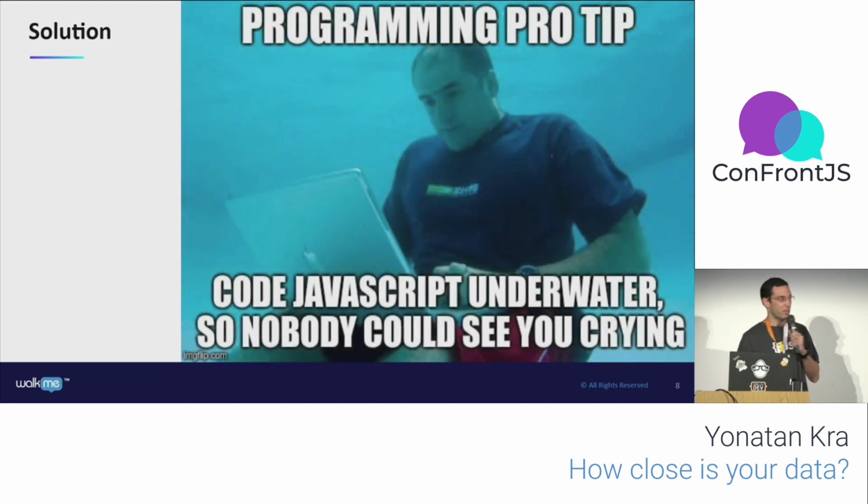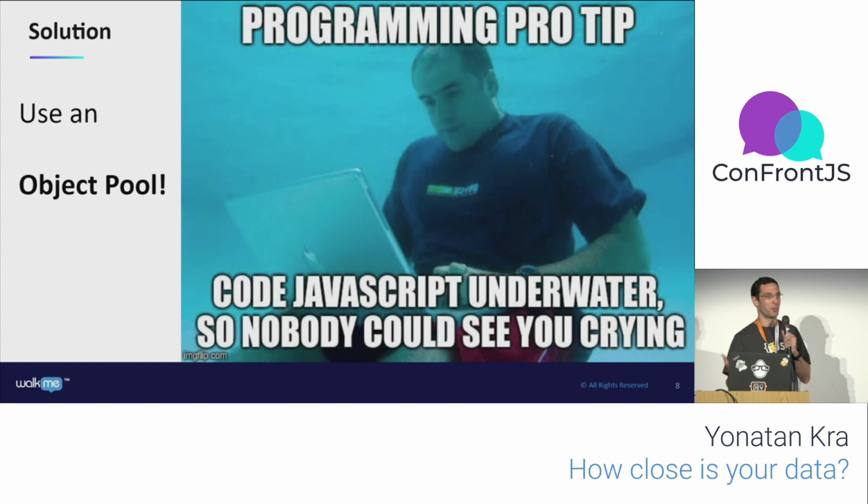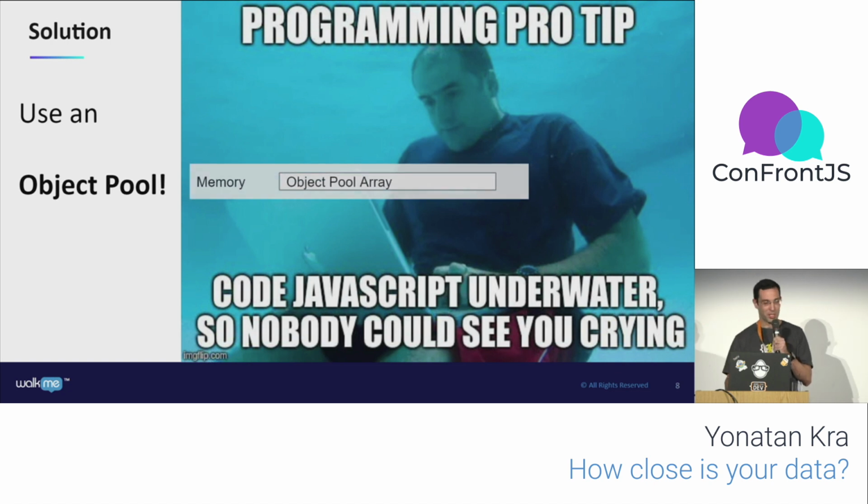So the solution is to use an object pool. Sorry, 5 minutes, stress. So you need to create an object pool. This is one solution for that. Pre-allocate the memory, actually create an array with the objects you need and just reuse them. When you need something, you take it, and when you don't need it, you release it back to the pool, and then you don't have allocation.